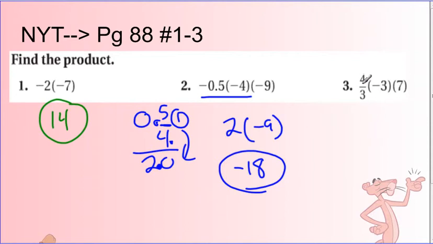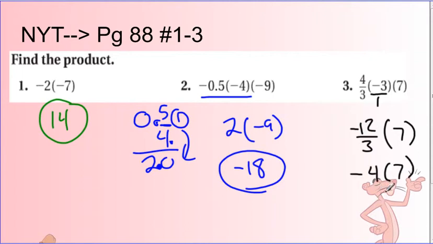Number 3, 4/3 times by negative 3 times by 7. So let's make this negative 3 a fraction by putting it over 1. Now we multiply the top, multiply the bottoms, simplify. Negative 12 over 3. 12 over 3 simplifies to 4, and it's still negative. And a negative 4 times by 7. 4 times 7 is 28, and the signs are different, so the answer is negative 28.